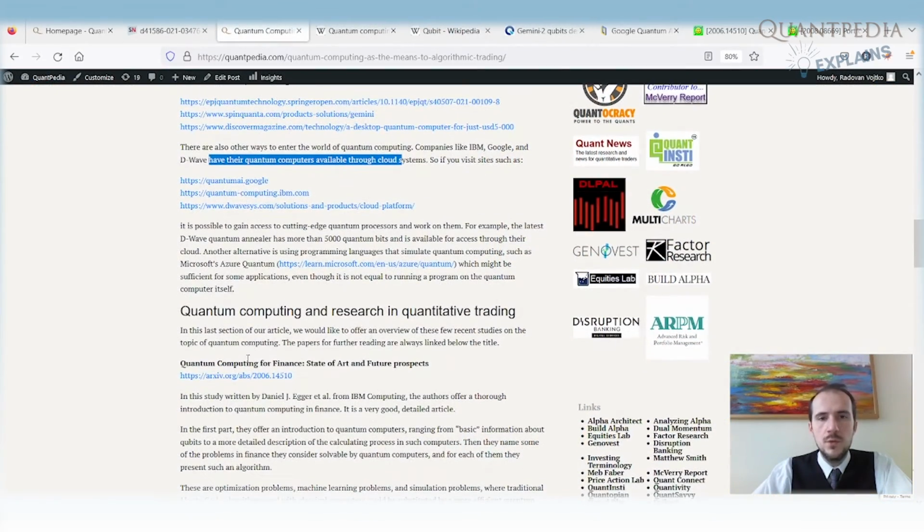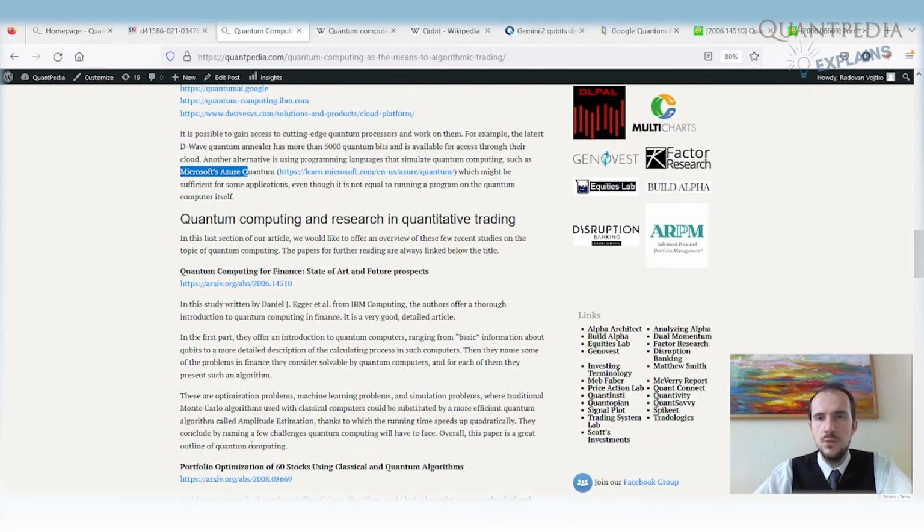And there is also another way: you can use a programming language that simulates quantum computing, such as Microsoft Azure Quantum. It's sufficient for some applications. And now the question is, okay, what can we do with quantum computing? What is the interesting research related to quantum computing, how it's useful in algorithmic trading.